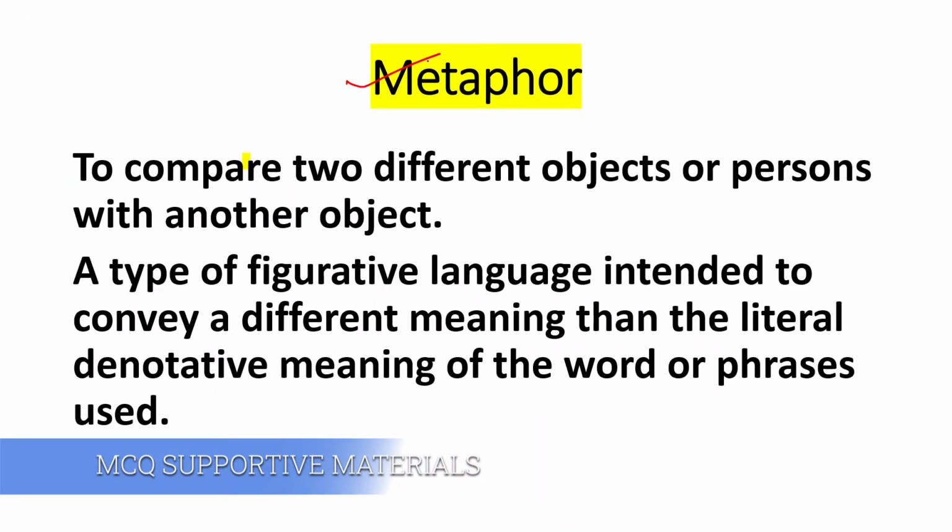Next is metaphor. Metaphor is a kind of simile without using like or as, to compare two different objects or persons with another object. It's a type of figurative language intended to convey a different meaning than the literal denotative meaning of the word or phrases used. That is called a metaphor. Let us check the metaphor used in this poem.